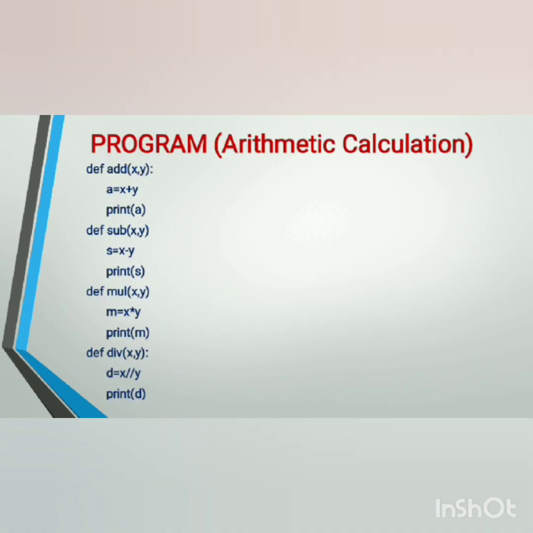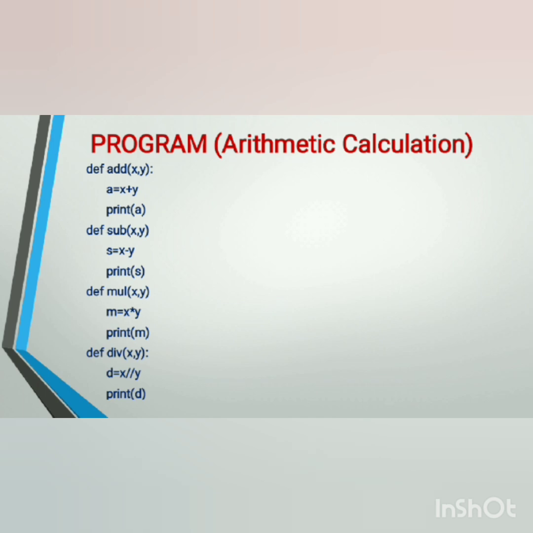So let's see some other example. This is an arithmetic calculation program. Here how many functions have I used? There are 4 functions, right? The first function name is add, second is sub, third is mul, fourth is div. So addition, subtraction, multiplication, division. There are 4 functions I have used here.